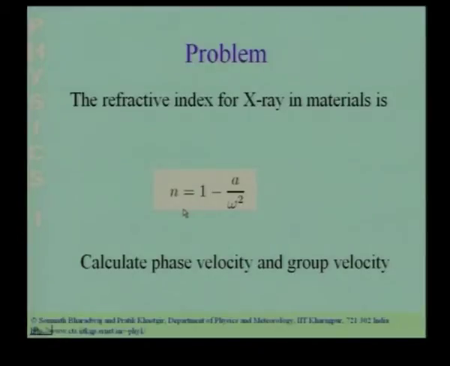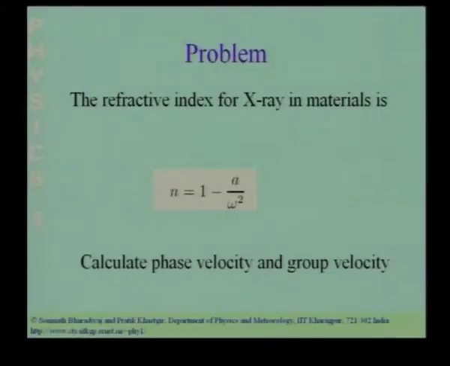Now, you must have heard that inside a medium, the refractive index changes the speed of light. The speed of light inside the medium is given by its refractive index, and usually the refractive index is more than 1, and the speed of light is c divided by the refractive index, which is less than the speed of light in vacuum. But for X-rays you have a different situation. The refractive index is less than 1.